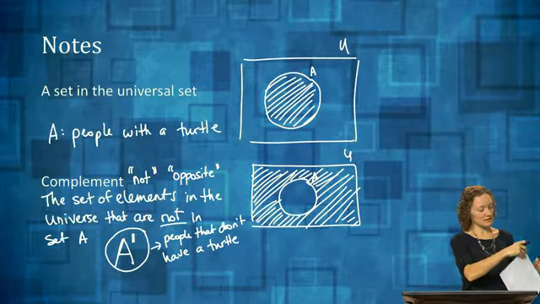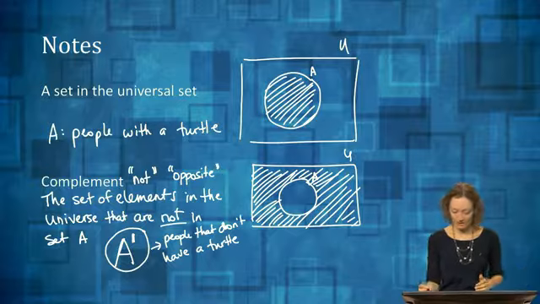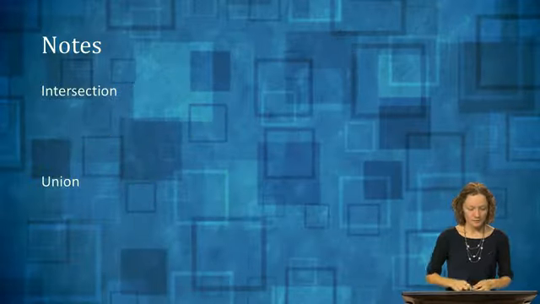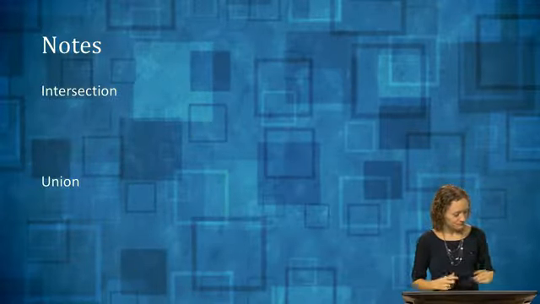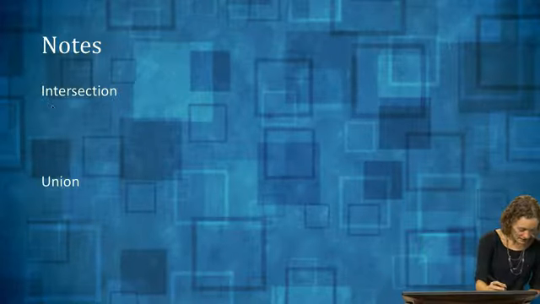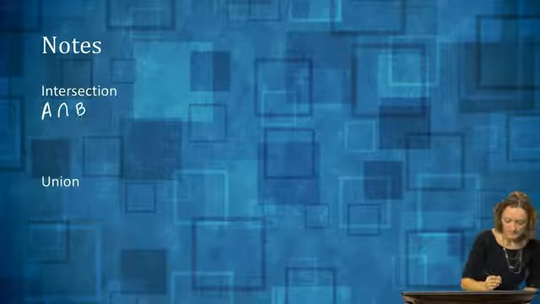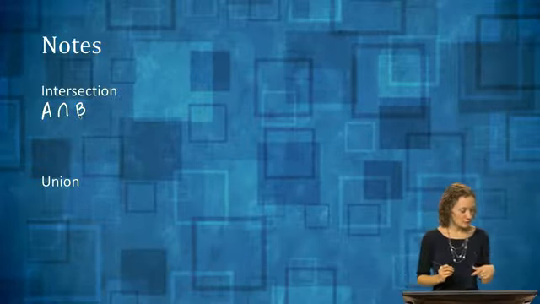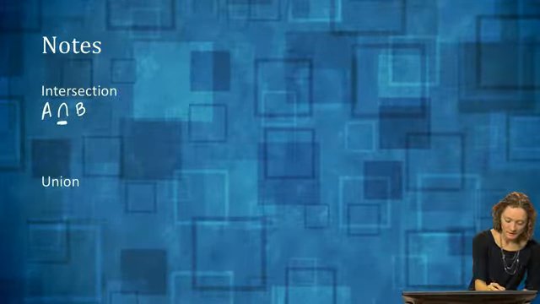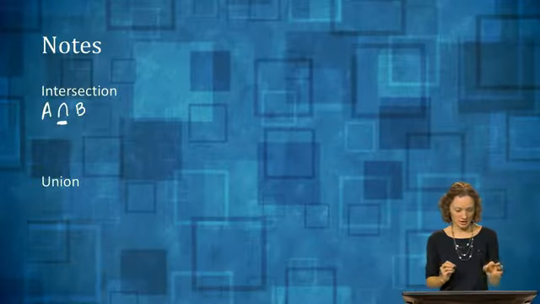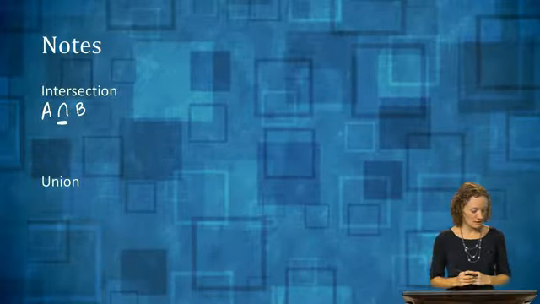And then we start looking at when there's more than one set in the picture. So we have intersection and union. Symbolically, intersection looks like this. We have a down symbol for intersection. There's no line underneath it. It's just showing you that that's the symbol we're talking about.